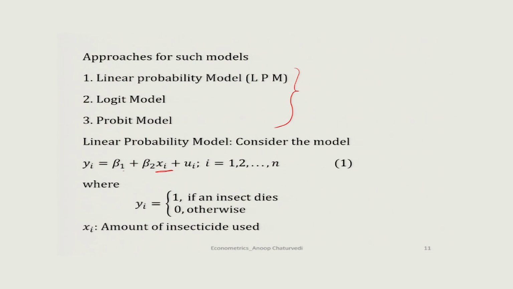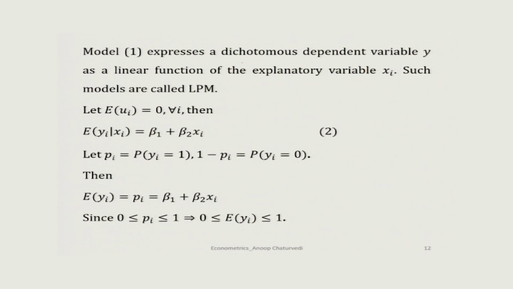We consider the model yi equal to beta 1 plus beta 2 xi plus ui, i equal to 1 to n, where yi is equal to 1 if an insect dies and 0 otherwise, and xi is the amount of insecticide used. So, we write yi as a linear function of xi. So, model 1 expresses a dichotomous dependent variable y as a linear function of the explanatory variable xi. Such kind of models are called linear probability models. Why these models are called probability models, I will explain later. But why the model is called linear, because yi is a linear function of xi.